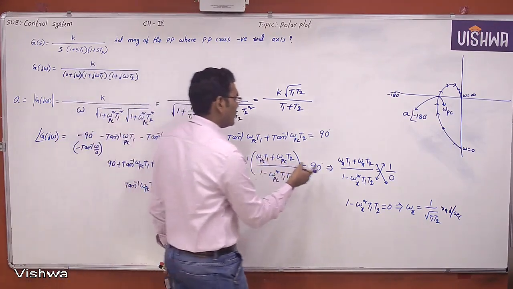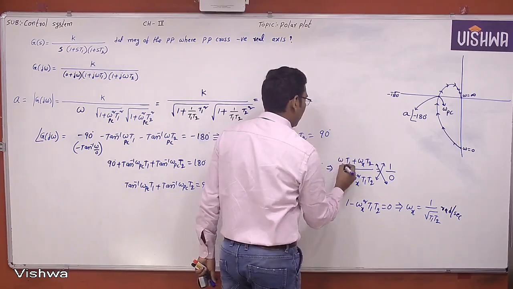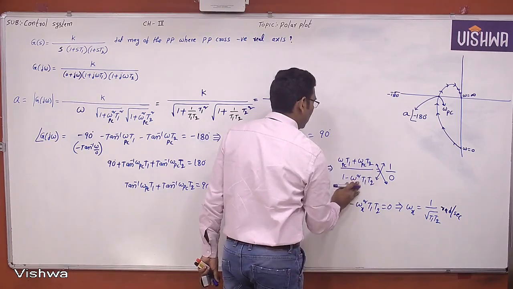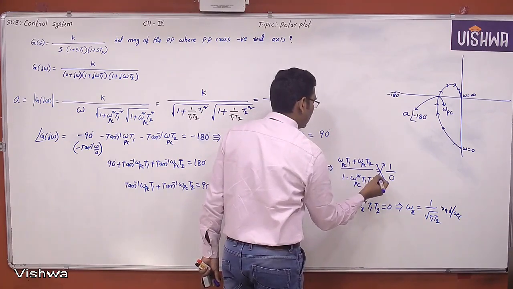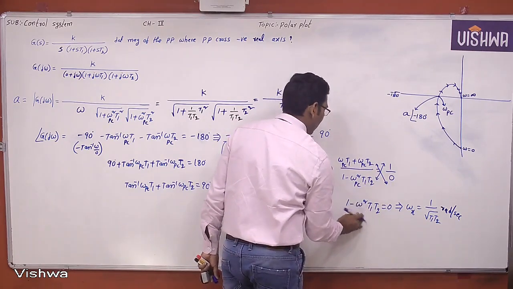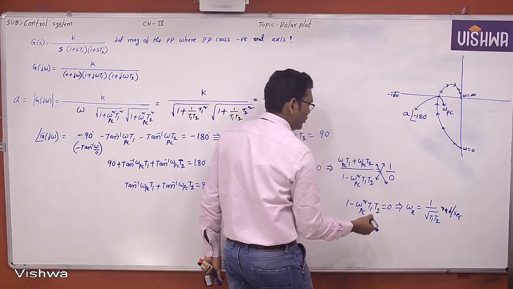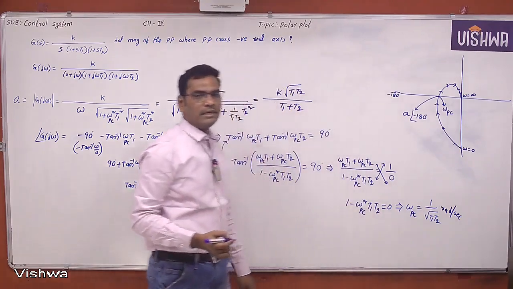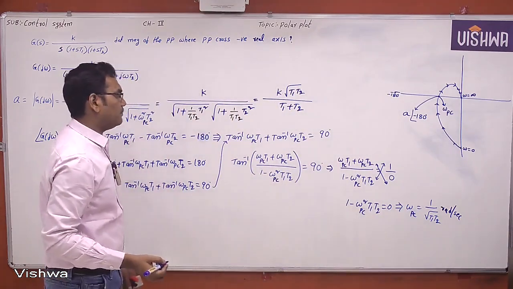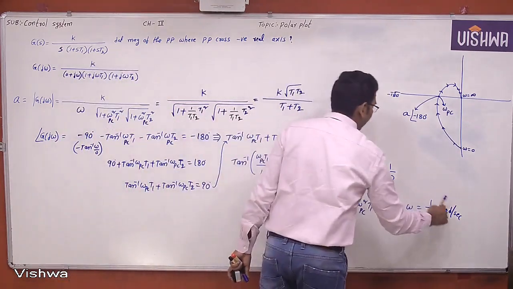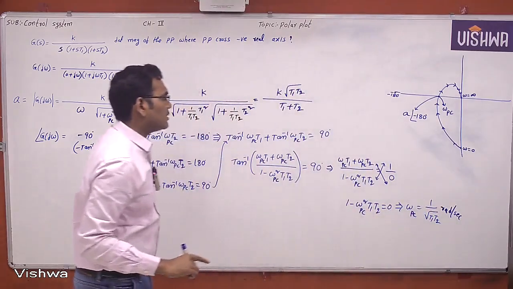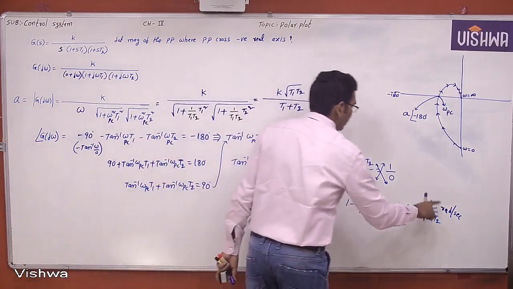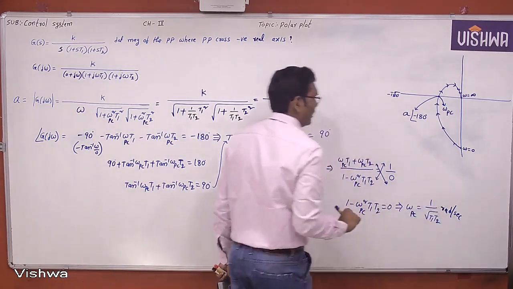Then this tan inverse goes to that side: (omega pc t1 plus omega pc t2) by (1 minus omega pc square t1 t2). So 1 minus omega pc square t1 t2 equals 0, which gives omega pc equal to 1 by root t1 t2 radians per second. This is the phase crossover frequency, 1 by root t1 t2 radians per second.